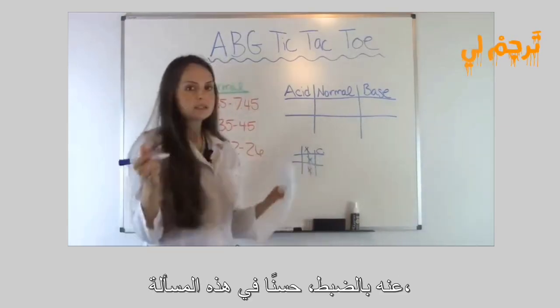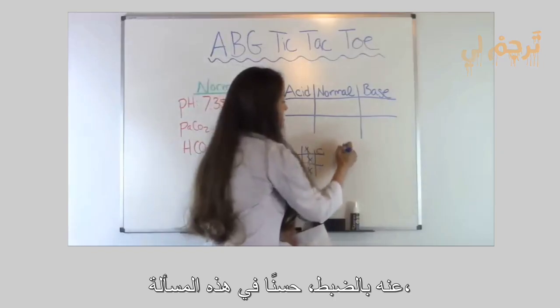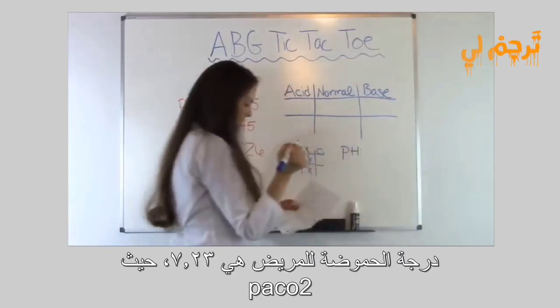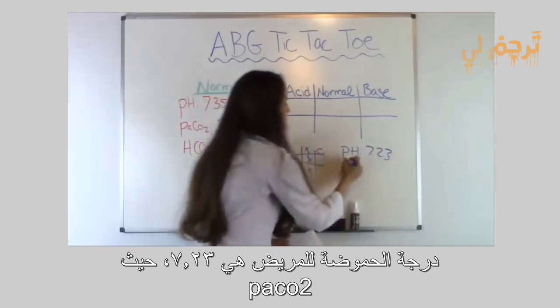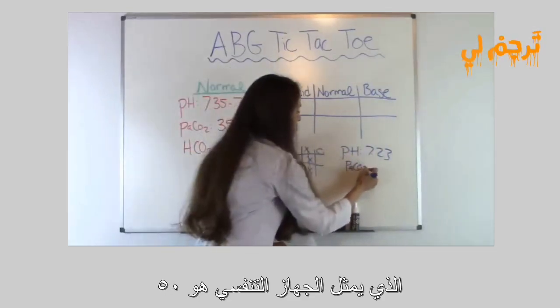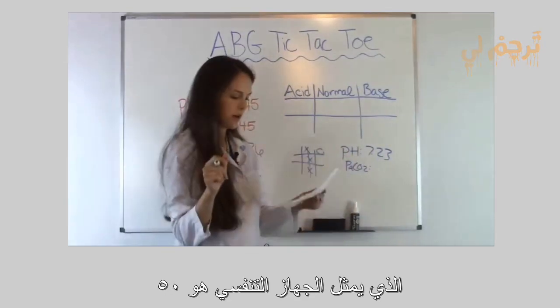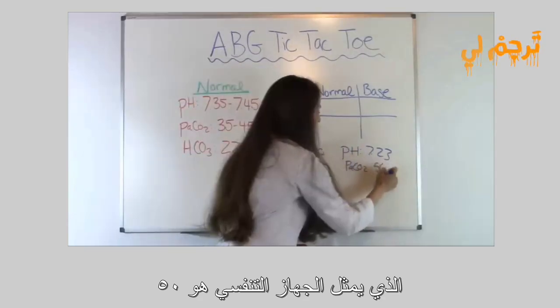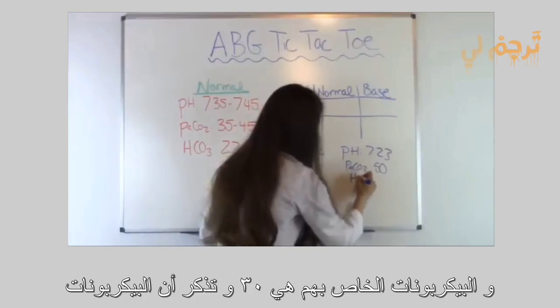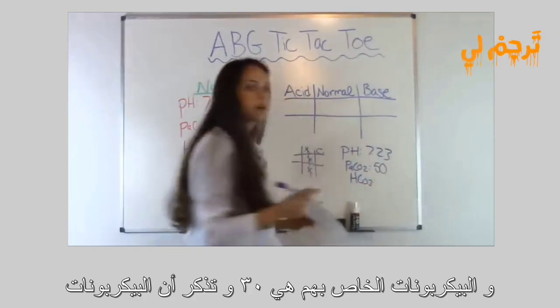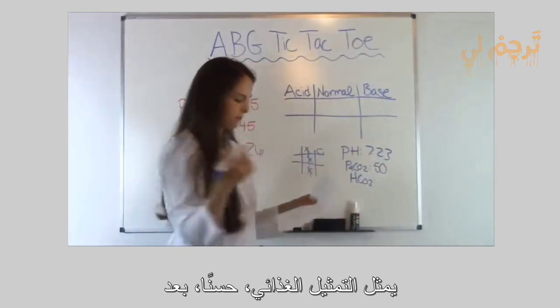Okay, in this problem, the patient's pH is 7.23. Their PaCO2, which represents respiratory, is 50, and their HCO3 is 30. And remember, HCO3 represents metabolic.